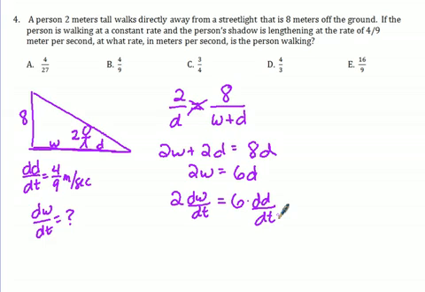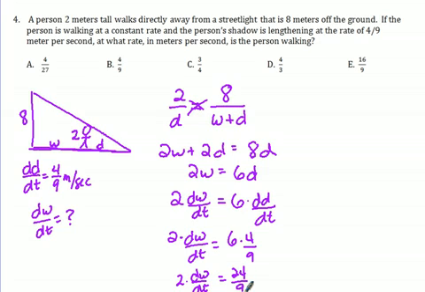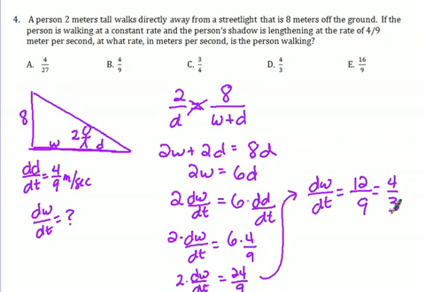And final step, substitute and solve. So we don't know what dW/dt is, but we do know that dD/dt is 4/9. So I have 2 times dW/dt is equal to 24/9, and we could divide by 2, and so we have dW/dt is equal to 12/9, and that of course reduces to 4/3, and so our answer is D.